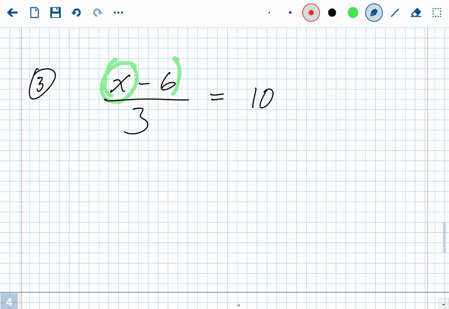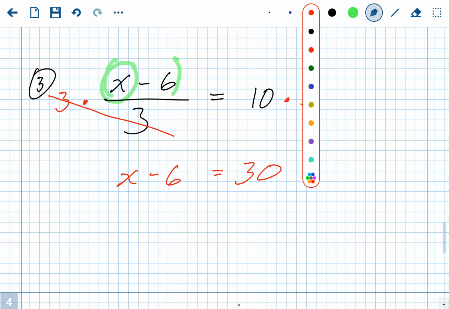Okay. Same as the one above it. We're going to have to knock down this tower first by multiplying by 3. Okay. That drops down everything that's on top, which is x minus 6. And then on the right side, you got 10 times 3, which is 30.